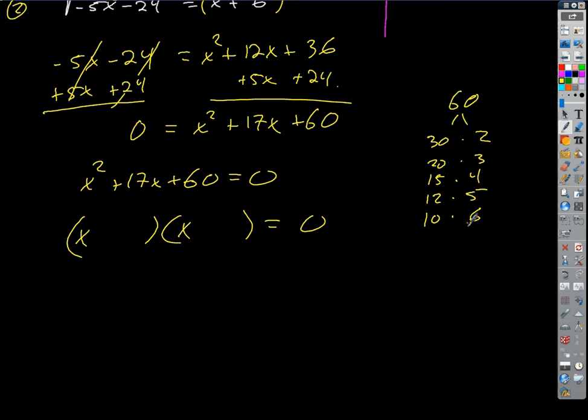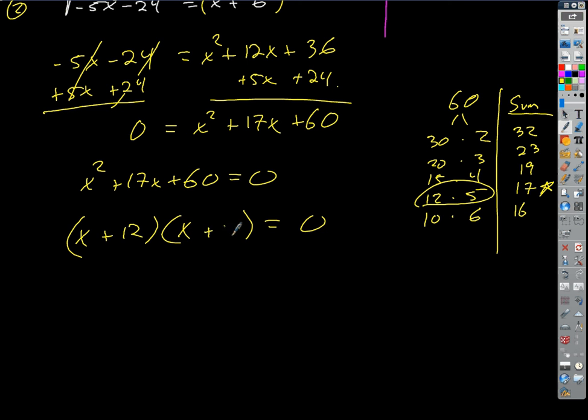They have to add to 17. They have to both be positive, so those would add to 23, right? So if we make another column for the sum, we'd end up with 32, 23, 19, oh, there's 17. Right? So there's my numbers. But you could use the quadratic formula. This is way easier if you can get it to work.